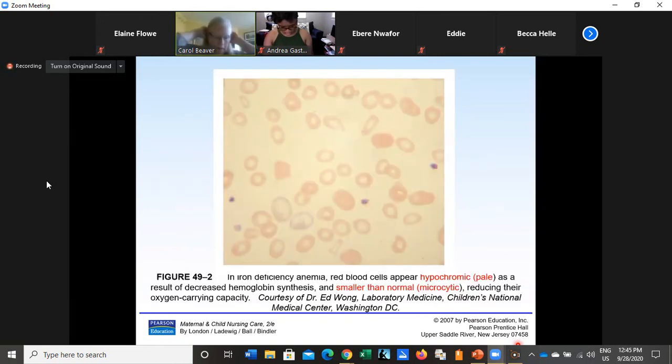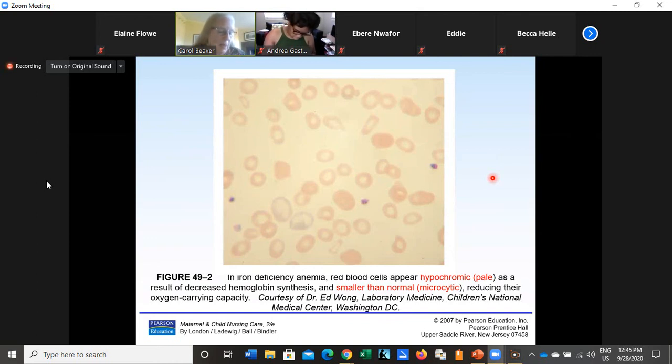Okay, so this is our signs and symptoms, and we're talking about pallor of the skin and the conjunctiva, which is the lining of your eyelids, and mucous membranes and nail beds as the blood's redistributed to those vital organs and away from the peripheral tissues.